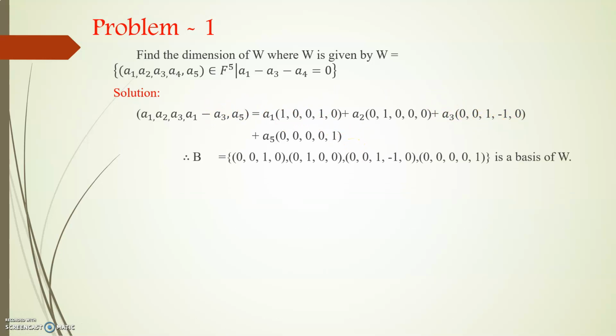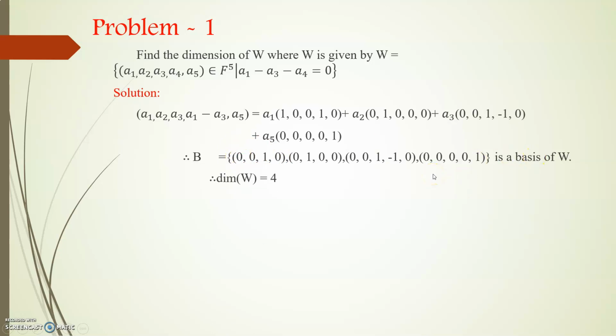From this, we can write the basis B equals the set of vectors of the linear combination, leaving the scalars and writing only the vectors. The vectors are (1, 0, 0, 1, 0), (0, 1, 0, 0, 0), (0, 0, 1, minus 1, 0), (0, 0, 0, 0, 1). Here I made a mistake, sorry. In the first vector we have to write 1, 0, 0, 1, 0, where the 1 was missing. This is the basis of W.